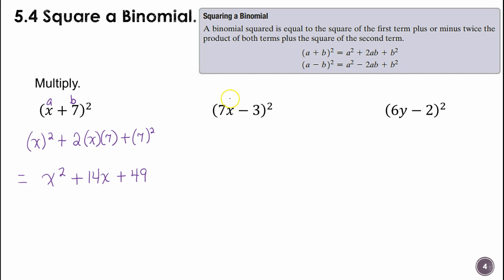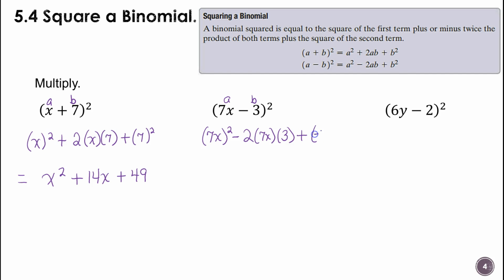All right, in the next one, a is 7x and b is -3. Now we're using the second formula because it has a minus. So it's 7x squared minus 2 times a, 7x, times b, 3. Now we're taking care of the minus right here, so when I put the 3 on here, I'm not going to put the negative again.